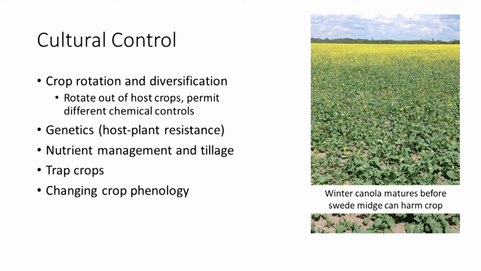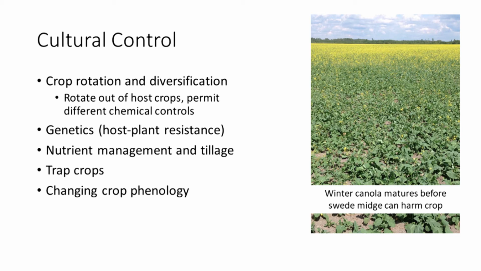So canola is normally planted in the spring, and if it is, then its phenology is going to match up with the life cycle of an insect called swede midge. And the swede midge can absolutely devastate crops in southern Ontario. In fact, many would argue that swede midge is the reason why there's very little canola grown in southern Ontario.